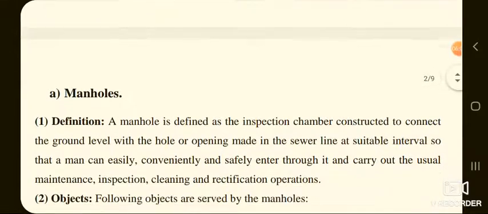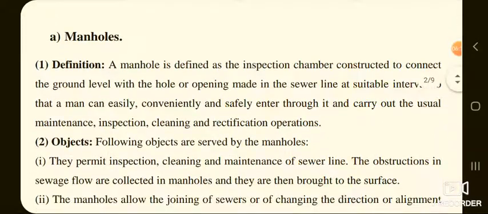Now come to one of the sewer appurtenances, that is manholes. How can manholes be defined? A manhole is defined as an inspection chamber constructed to connect the ground level with the hole or opening made in the sewer line at suitable intervals so that a man can easily, conveniently and safely enter through it and carry out the usual maintenance, inspection, cleaning and rectification operations.